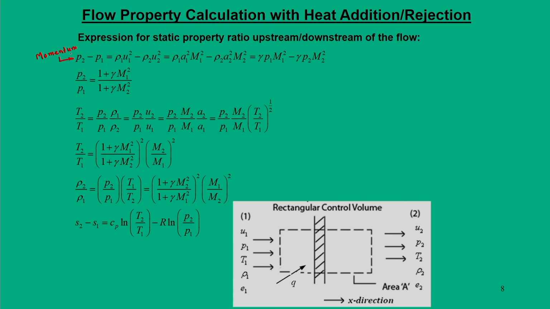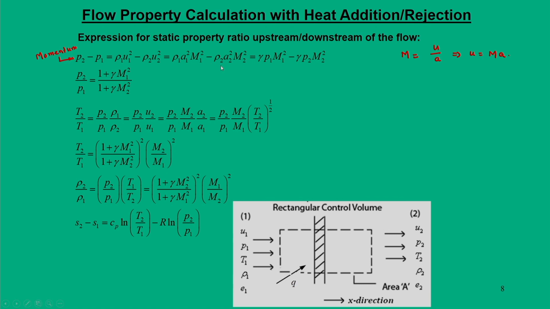From this momentum equation we write P2 minus P1 is equal to rho 1 U1 square minus rho 2 U2 square. Then I use the relation Mach number m is U by A. So, this implies U is equal to Mach number times A. For conditions 1 and 2, when I put U as m times A, I can write rho 1 A1 square m1 square minus rho 2 A2 square m2 square.